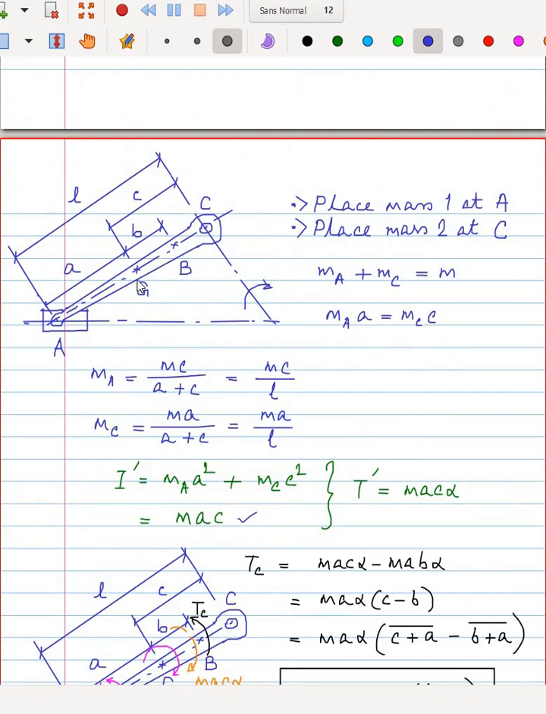Here the advantage is, since you put one mass at A and one mass at C, the mass placed at A is actually executing a reciprocating motion along a line, and the mass placed at C is executing a rotation about the axis through this point.